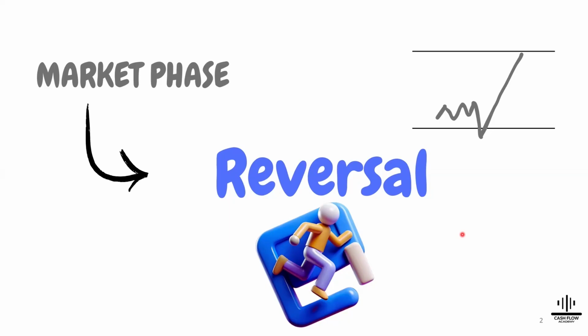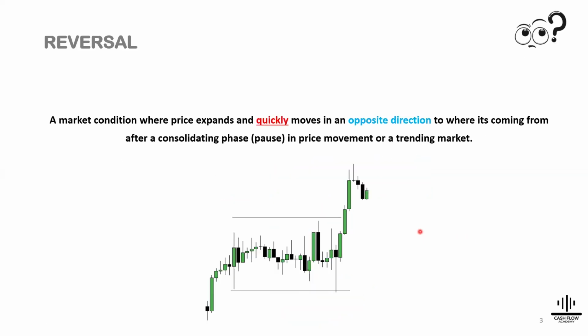Okay, guys, the next price phase we're going to talk about is the price reversals. So what's the price reversal? It's a market condition where price expands and quickly moves in an opposite direction to where it's coming from. Could either be after consolidating or in the trending market. So you can see the example here.